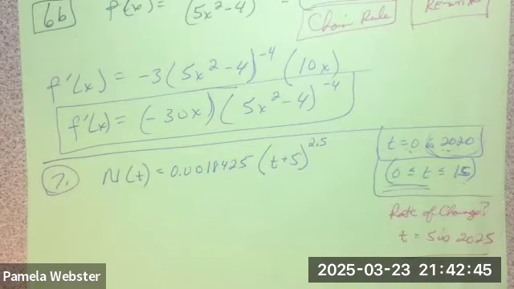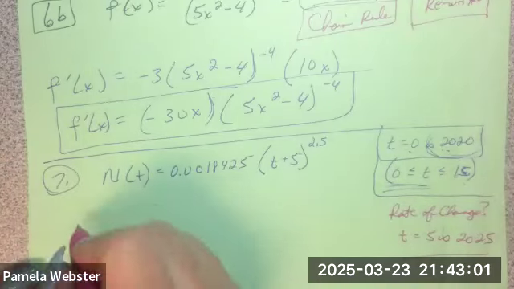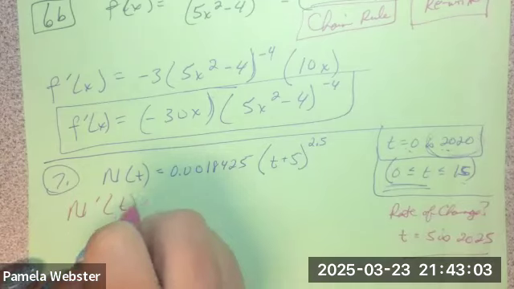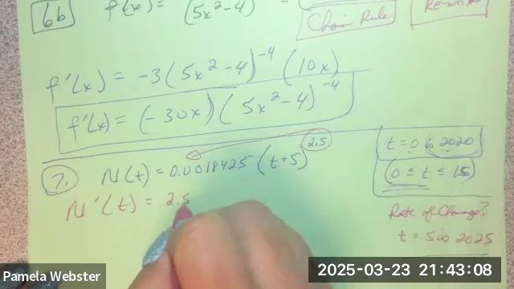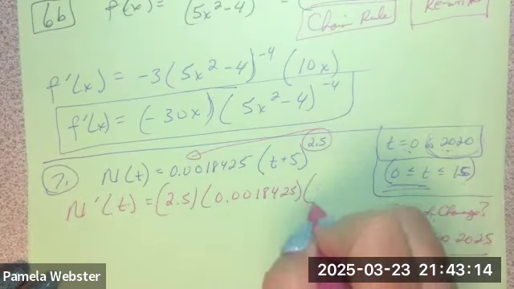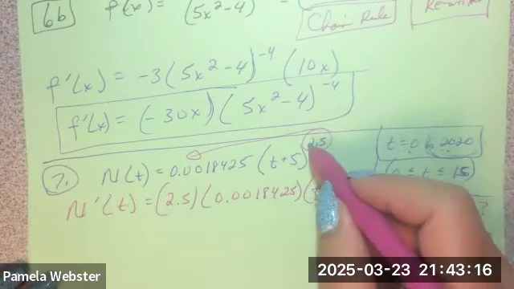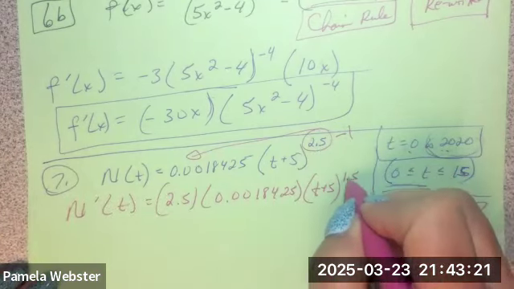Oh, hang on a second. This is actually the number they're asking me for. What's the rate of change? Ooh. Rate of change, IROC. IROC is the instantaneous rate of change. That's the derivative, right? Oh, we know how to do that. N prime of t equals, take this whole thing, multiply it out in front, 2.5 times 0.0018425. I'll come back for you in a minute. t plus 5 raised to the, take this exponent, subtract 1, I get 1.5.